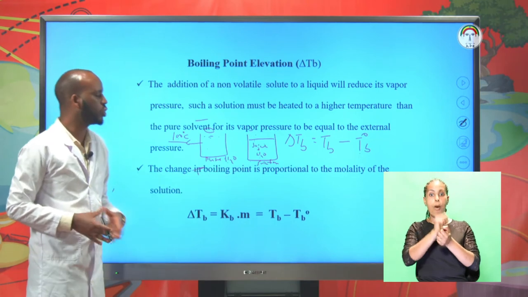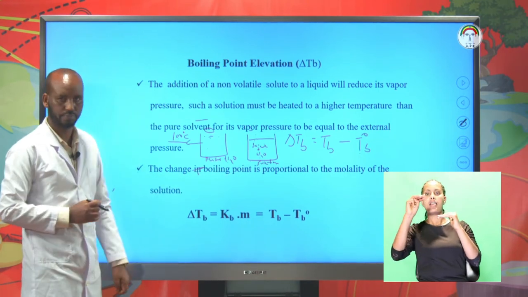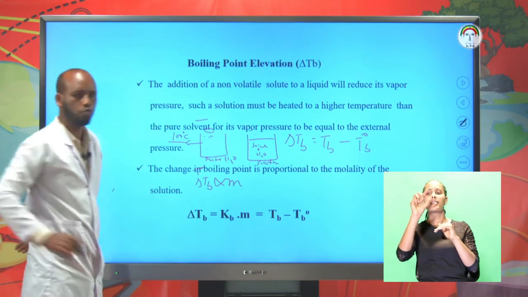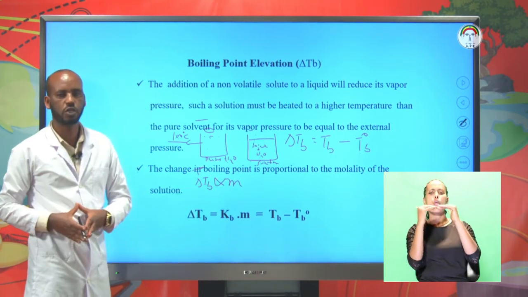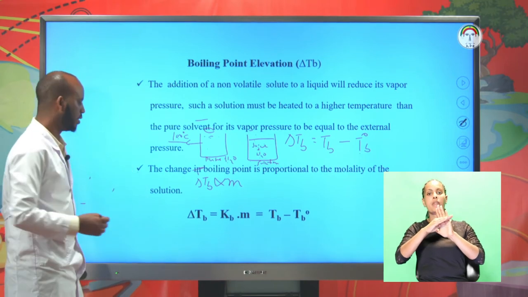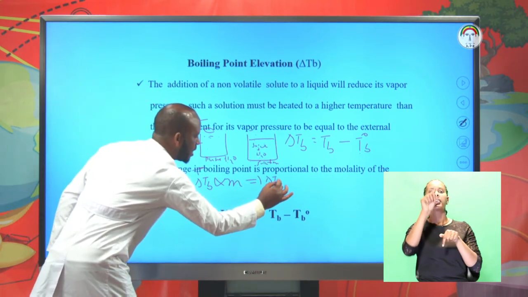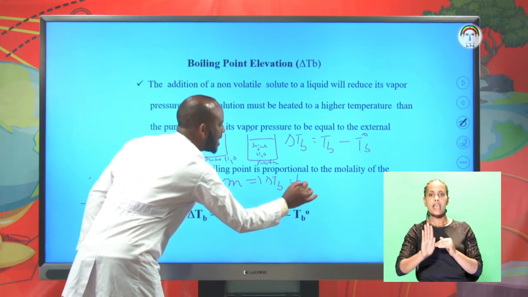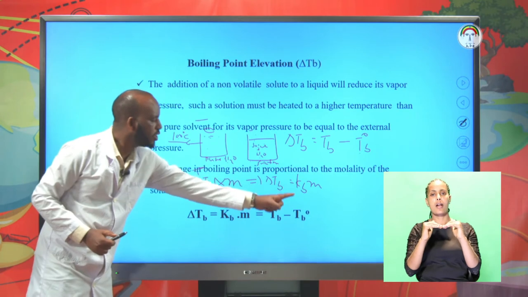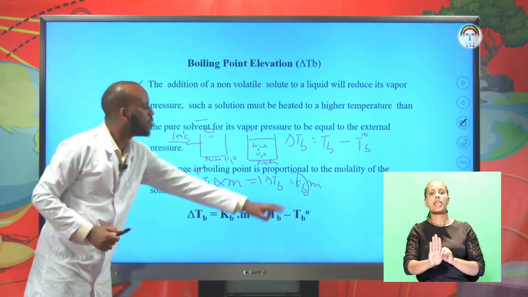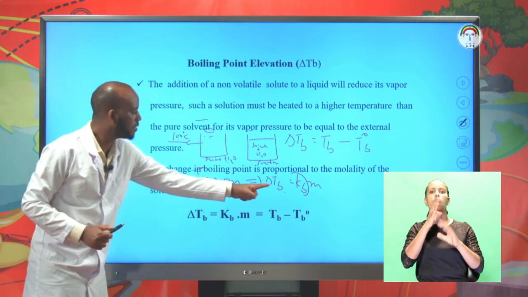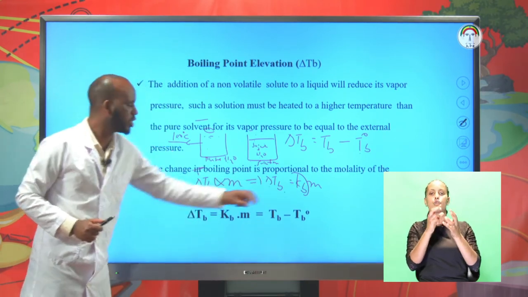The change in boiling point is proportional to the molality of the solution. Delta TB is directly proportional to the molality of the solution. This proportionality constant is known as the boiling point elevation constant, denoted by the symbol KB. Therefore, we can write delta TB equals KB times molality of the solution, which is an example of colligative properties of a solution because it depends on the amount, the concentration, of solute.